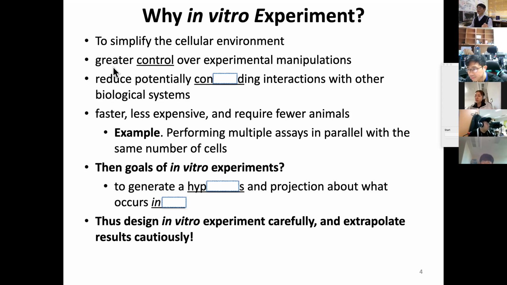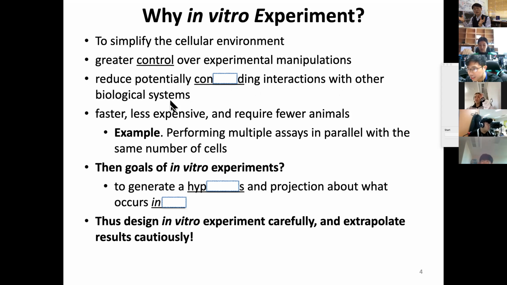And we reduce potentially confounding interactions with other biological systems. Drew, can you guess this? This is not easy though. So in an in vitro experiment, we can limit the parameters. We can control the parameters carefully.